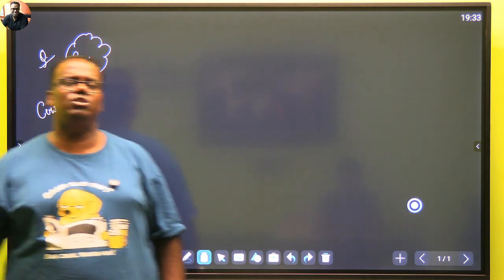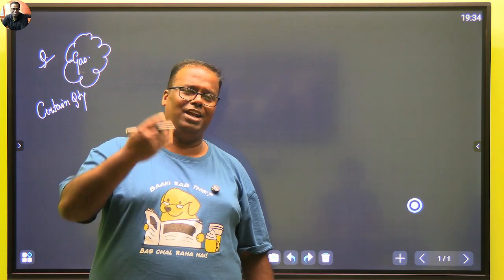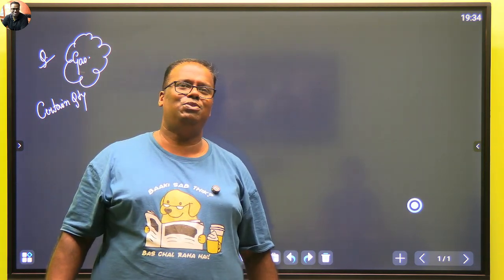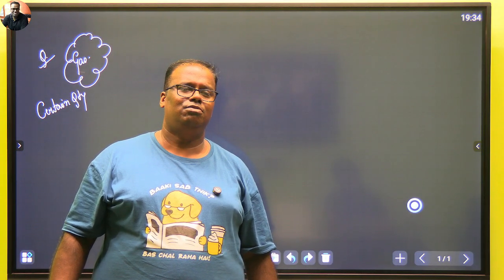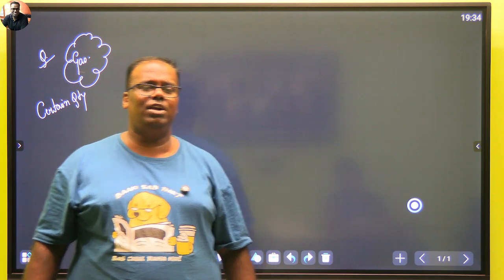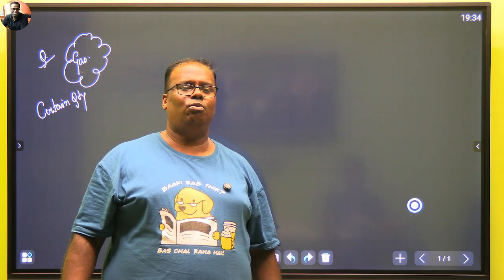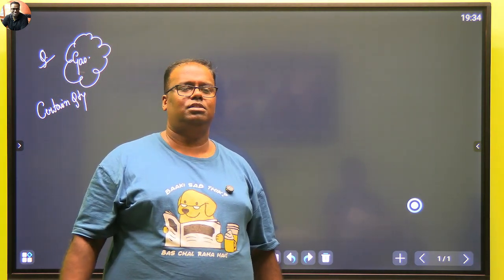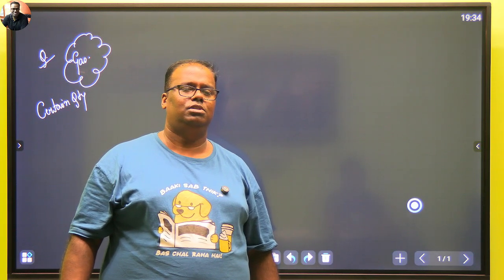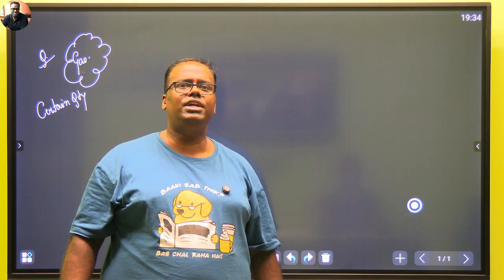In place of T2 you write 310 Kelvin. Instead of V2 you write how much? 5 centimeter cube, right? V2 is 5. 310 Kelvin divided by 5 centimeter cube into P1. P1 is 1 into 10 to the power 5, V1 is 9 centimeter cube, divided by 296. How 296 Kelvin? 27 degrees Celsius is 300 Kelvin.